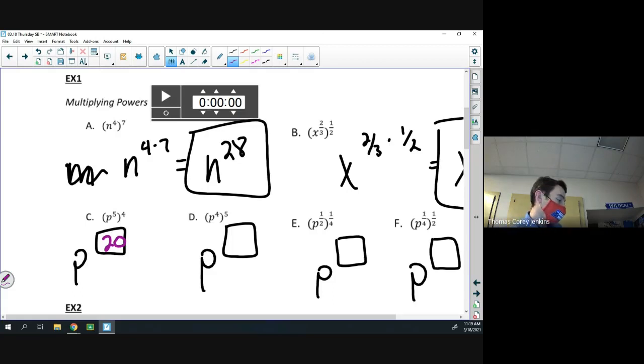All right, so what if we flip it around and take P to the 4th and raise it to the 5th power? Natalia, what would we get there on example D? P to the what? No, Natalia. Robert, what do we get? That's right. This is a good reminder that multiplication is commutative. The order doesn't matter. Whichever way you multiply those exponents, you're still going to get the same result.